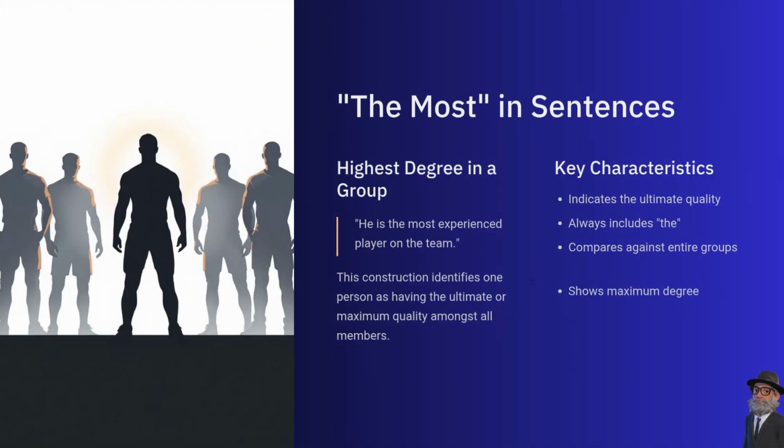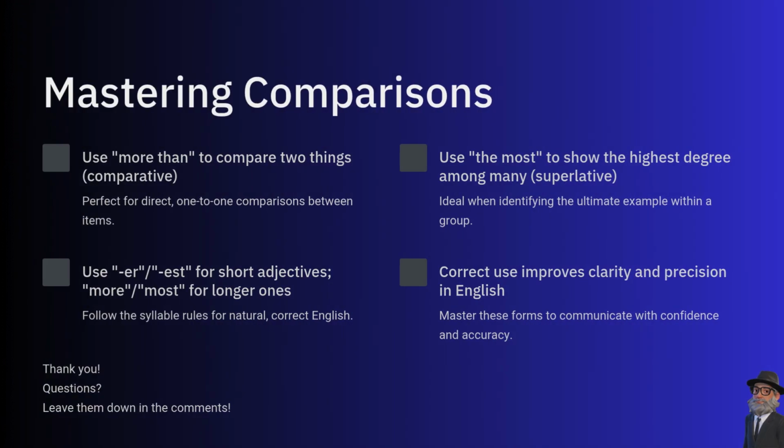"The most" in sentences: highest degree in a group. "He is the most experienced player on the team." This construction identifies one person as having the ultimate or maximum quality amongst all members. Key characteristics: indicates the ultimate quality, always includes "the," compares against entire groups, shows maximum degree.